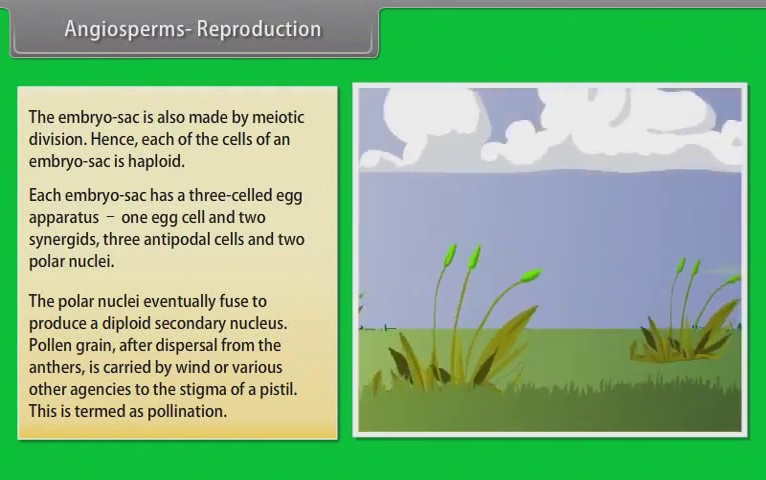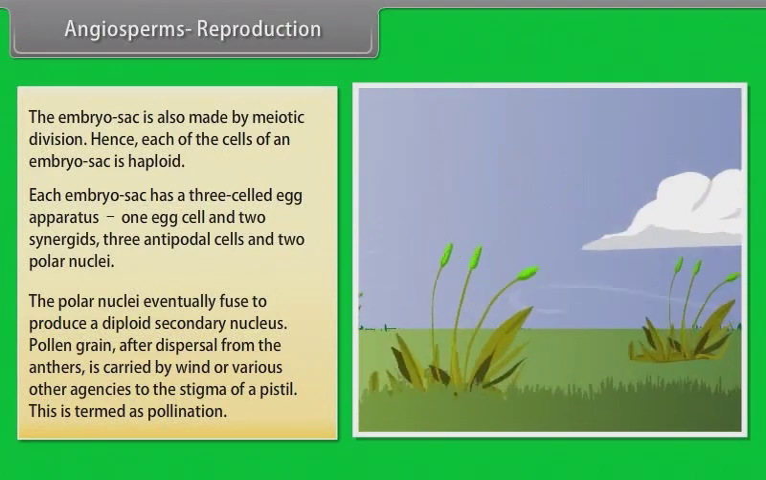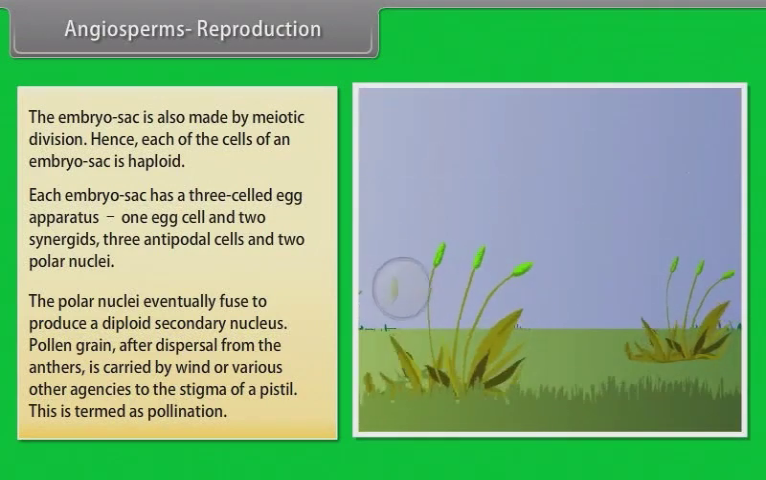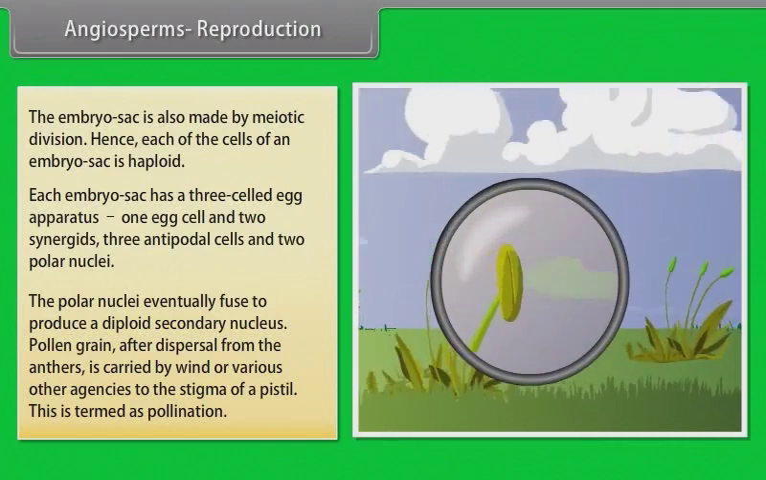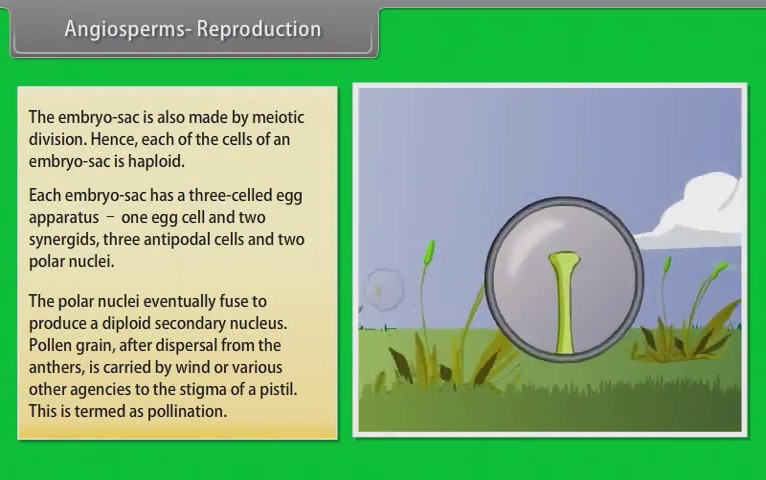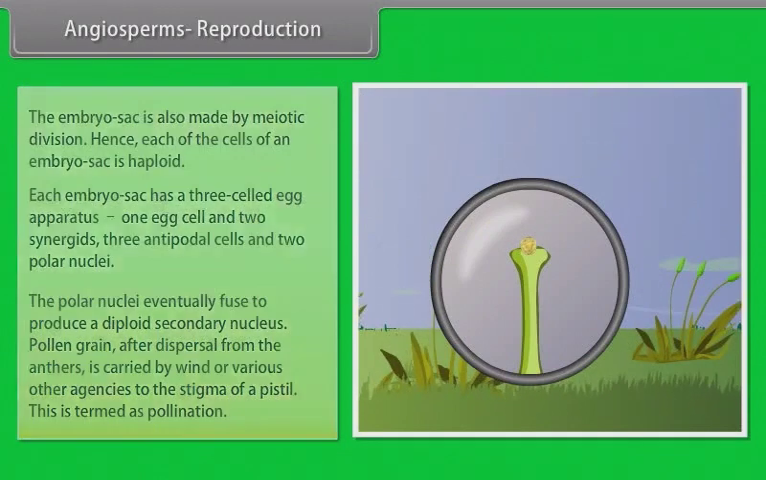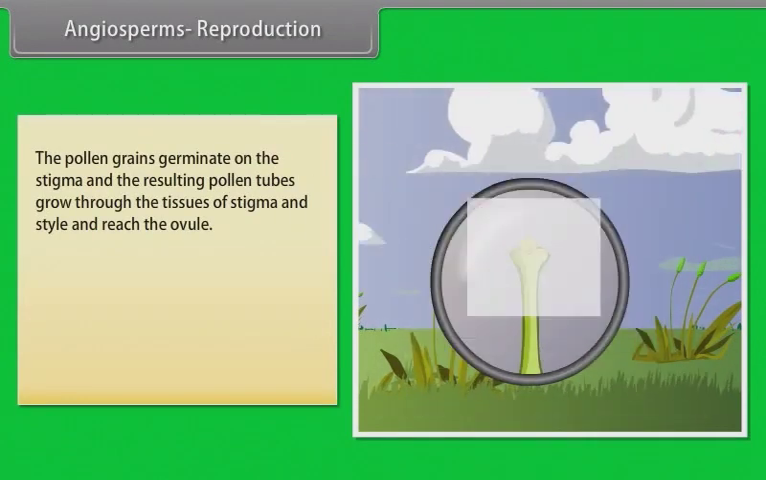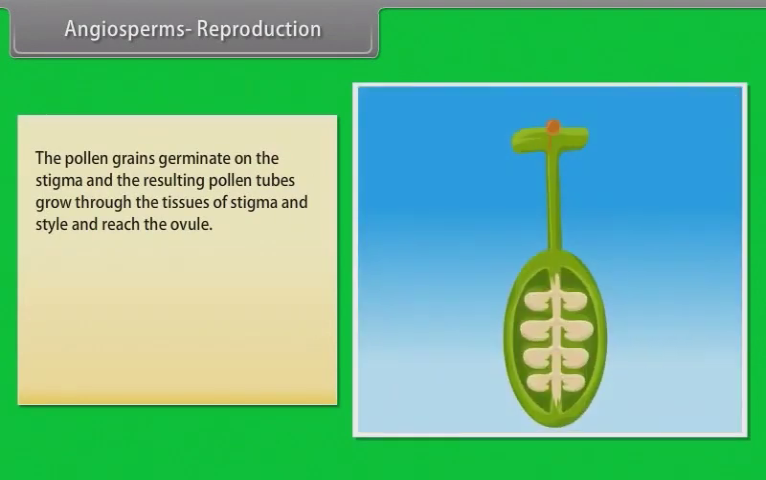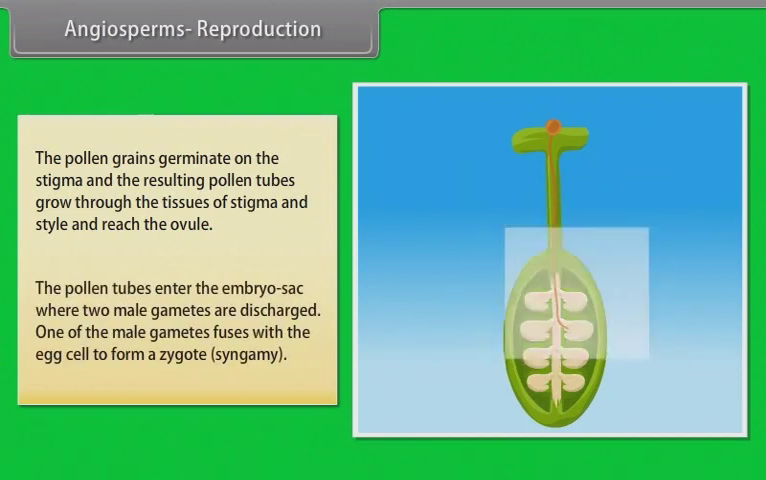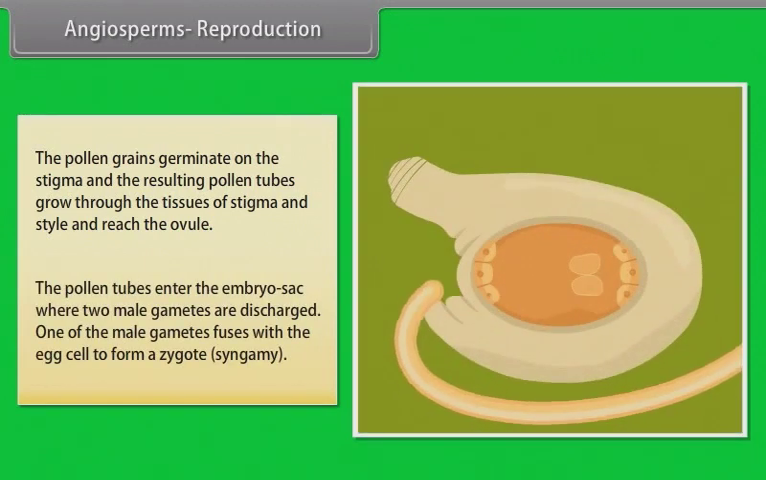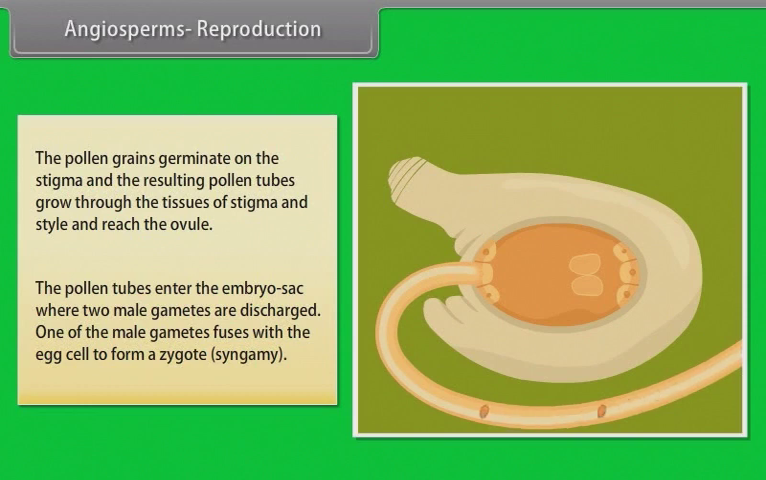Pollen grain, after dispersal from the anthers, is carried by wind or various other agencies to the stigma of a pistil. This is termed pollination. The pollen grains germinate on the stigma, and the resulting pollen tubes grow through the tissues of stigma and style and reach the ovule. The pollen tubes enter the embryo sac, where two male gametes are discharged.